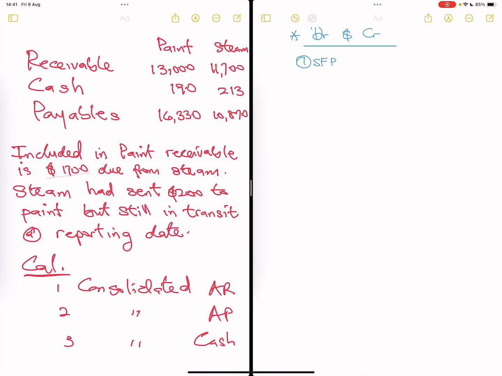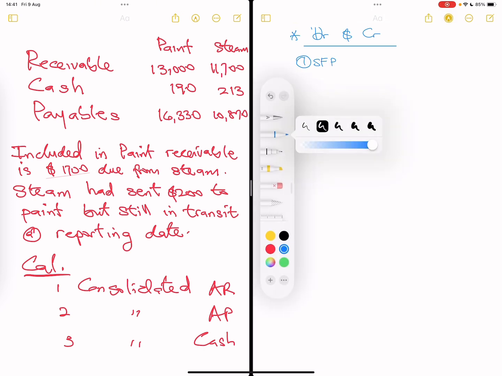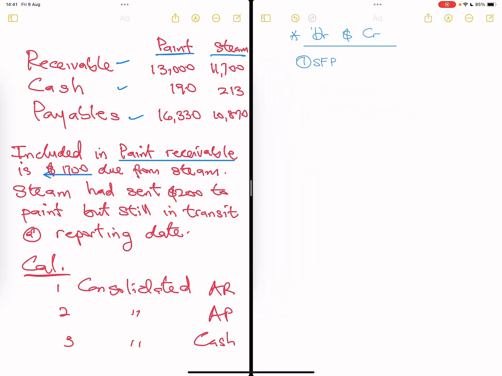So look at this question on my left side. You have the receivable, you have the cash, and you have the payables for Paint, which is the parent, and Steam, which is the subsidiary. Included in Paint's receivable is $1,700 that is due from Steam. Steam had sent $200 to Paint, but it was still in transit at the reporting date.